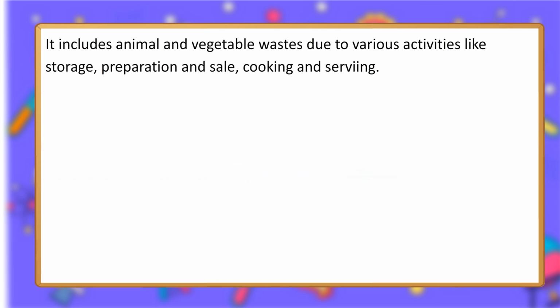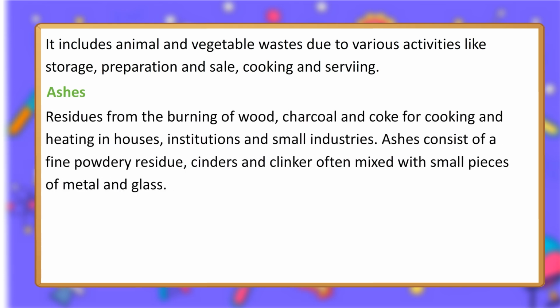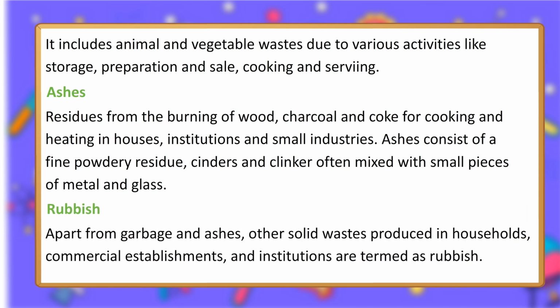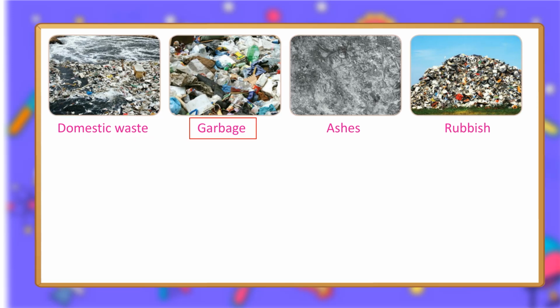Garbage. It includes animal and vegetable wastes due to various activities like storage, preparation and sale, cooking and serving. Ashes. Residues from the burning of wood, charcoal and coke for cooking and heating in houses, institutions and small industries. Ashes consist of a fine powdery residue, cinders and clinker often mixed with small pieces of metal and glass. Rubbish. Apart from garbage and ashes, other solid wastes produced in households, commercial establishments, and institutions are termed as rubbish.